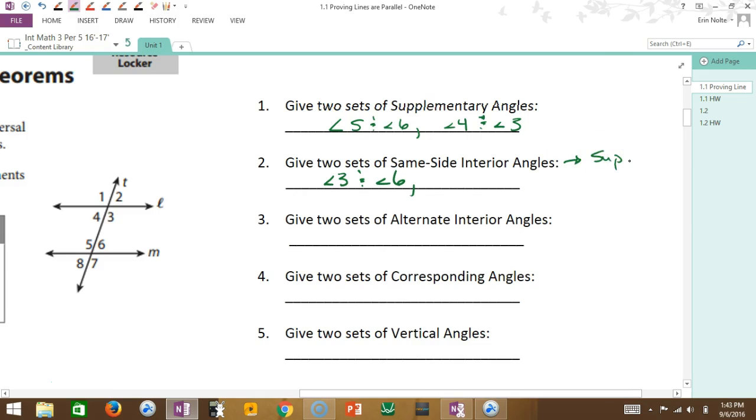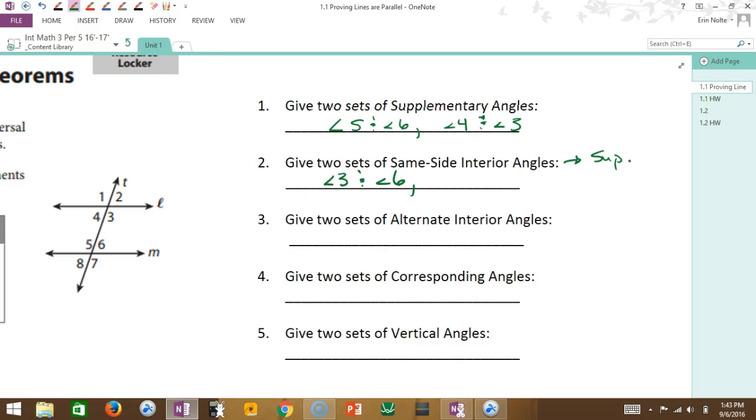I'm going to say sup, because I am a math teacher and I will abbreviate anytime I can. That's right. Can somebody give me a second set of same side interior angles?